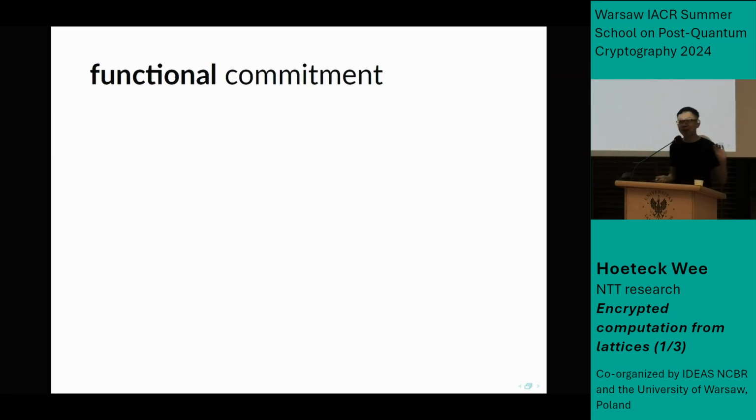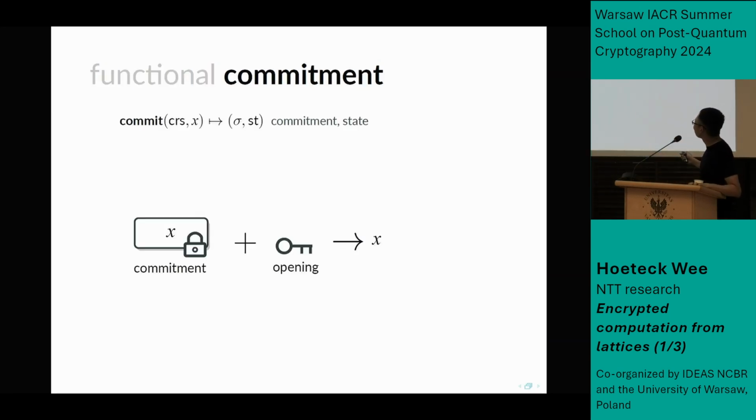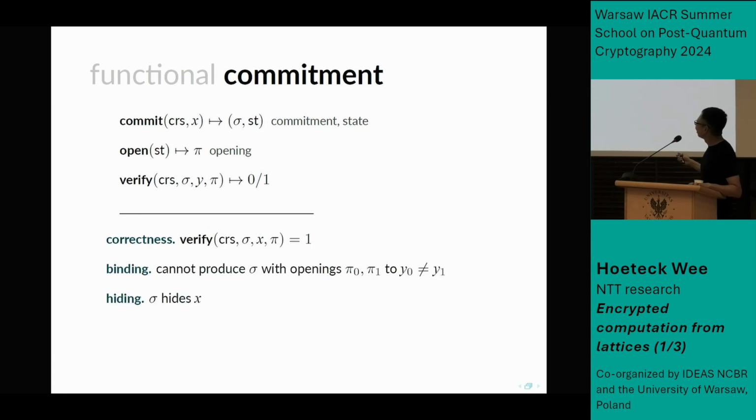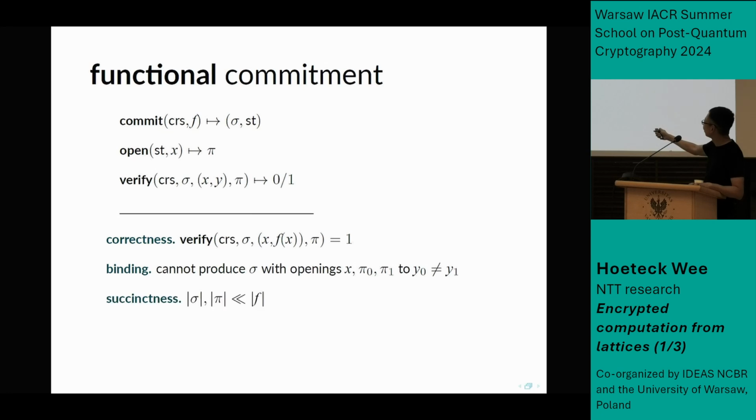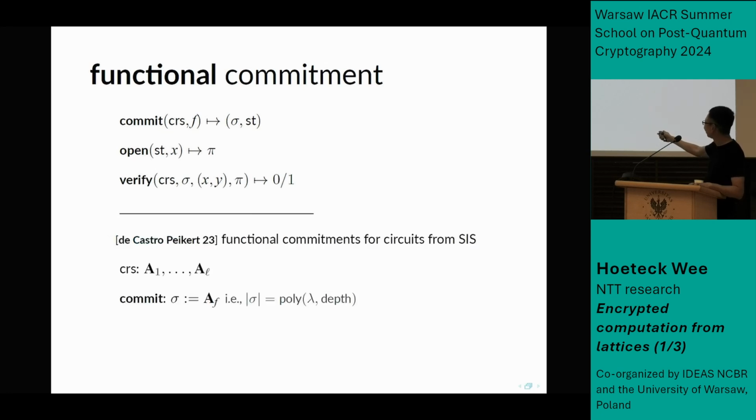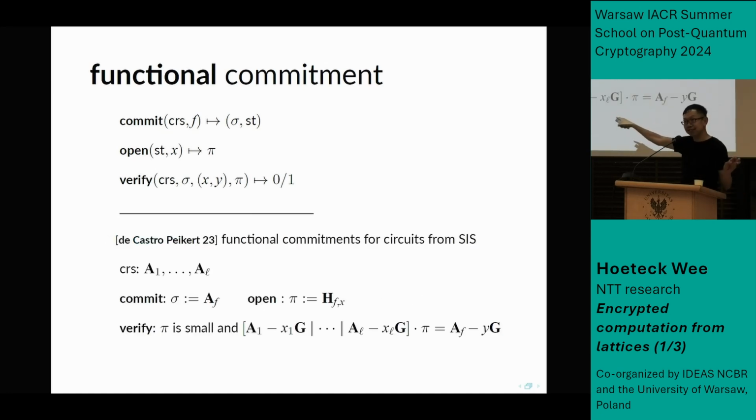Okay, so the question is depending on X. First let me say that the verification algorithm does depend on X. So there's some sense that X is involved. Now I want to say that the definition of functional commitment, the security guarantee, says that given a commitment to F and X, you cannot open F of X to two different values.